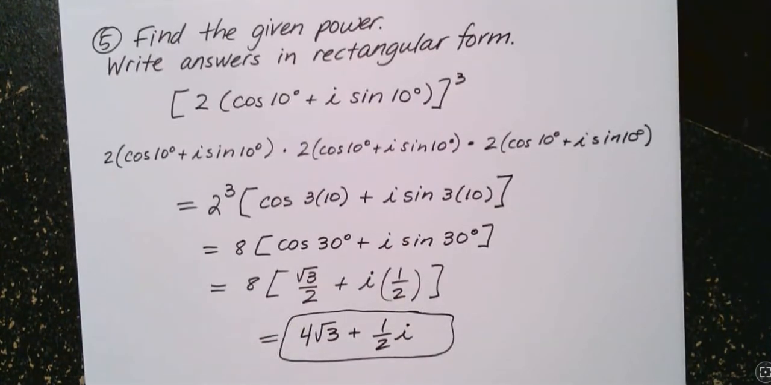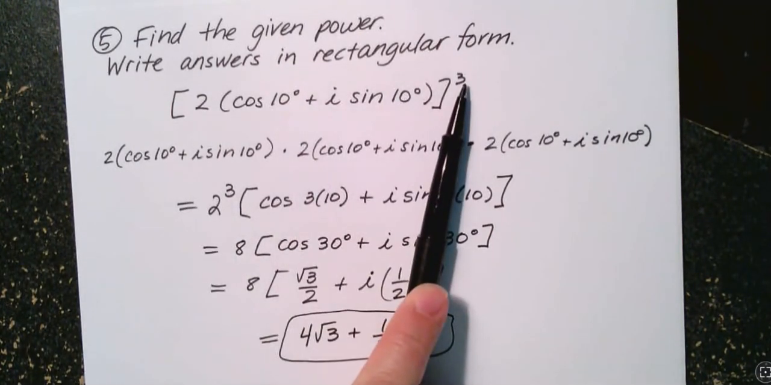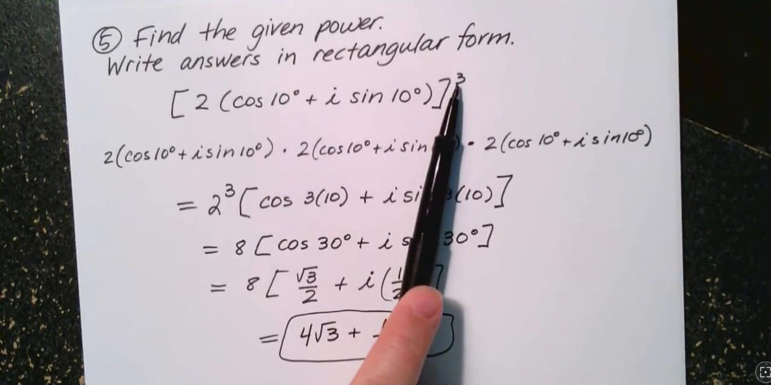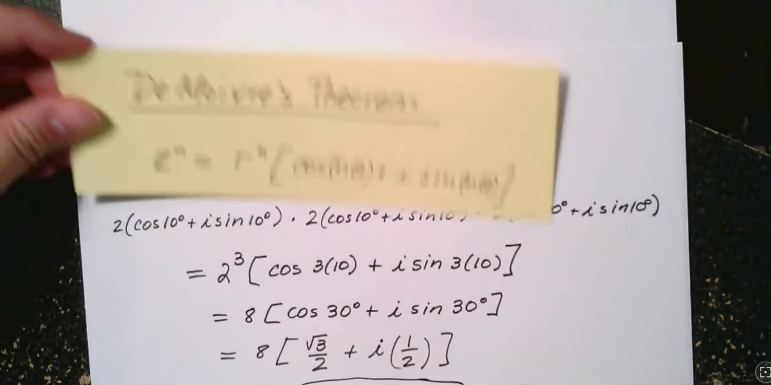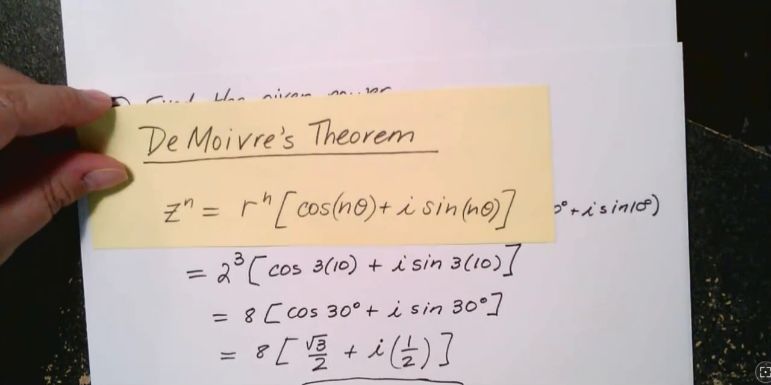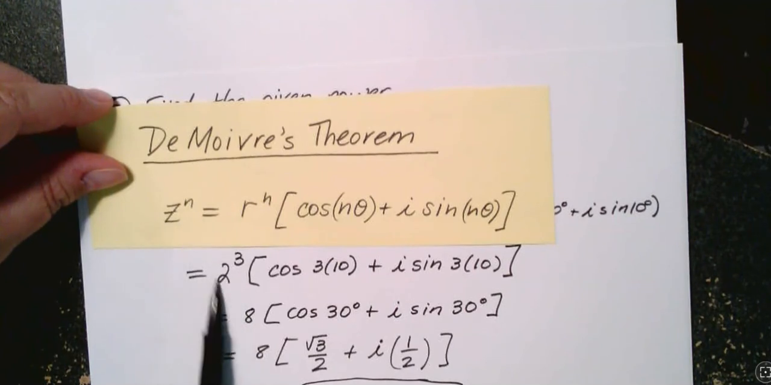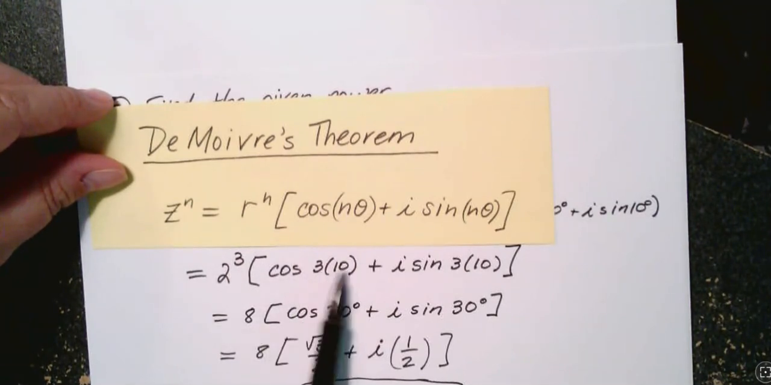So now, looking back at what we did again here, we took the number out front and raised it to the power. We took the argument and multiplied it times that number. So here's how that looks. Right there. That's what we're doing there. If you have a complex number to the nth power, then your number out front, your radius, gets raised to the nth power, and your argument gets multiplied by that n, that number n.